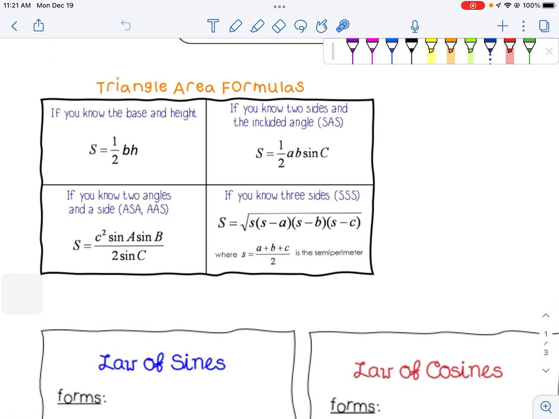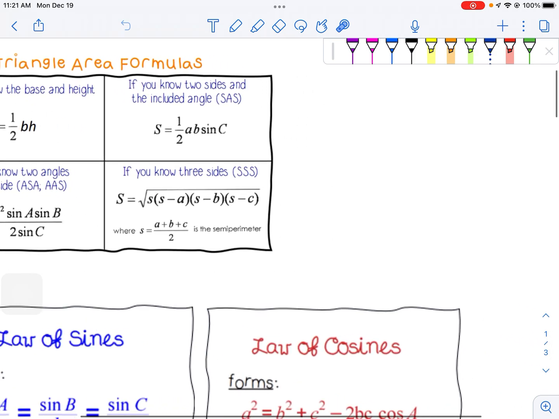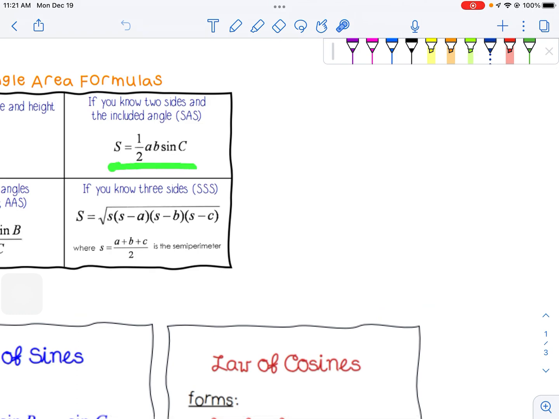So if you know the base and the height, you can use the standard area of a triangle, 1/2 base times height. If you know two sides and an included angle, you're using the formula like this. And that's going to look like, if you have this side is 4, and you have an angle, and this side is 6, then you can find the area using this formula. It doesn't really matter which sides are which.